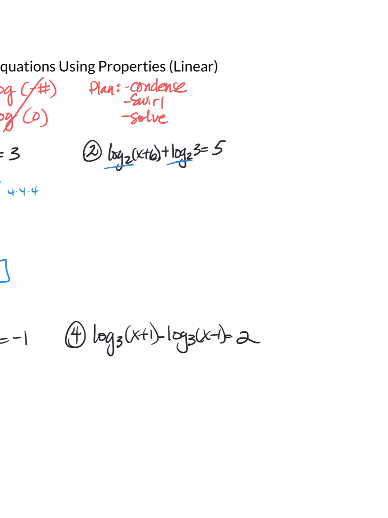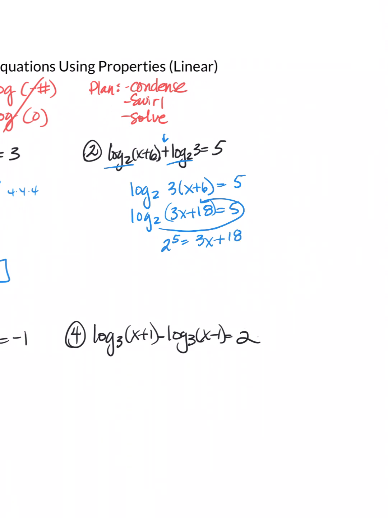All right, notice the logarithm is log base 2. There's a plus sign. So it's going to be 3 times x plus 6 equals 5. Now, I can distribute that 3 out. So log base 2 of 3x plus 18 equals 5. Now keep this together because it's within the logarithm. Now we're going to swirl it out. So we're going to say 2 to the 5th equals 3x plus 18.